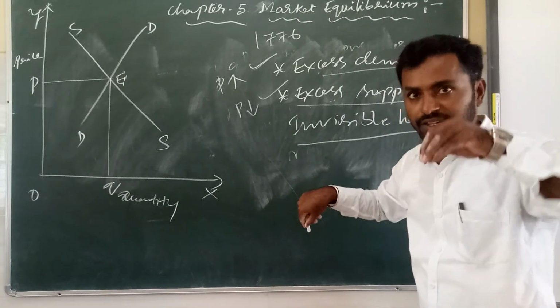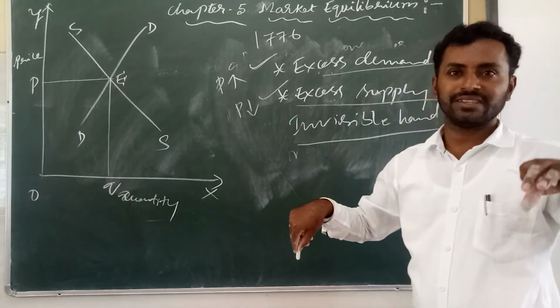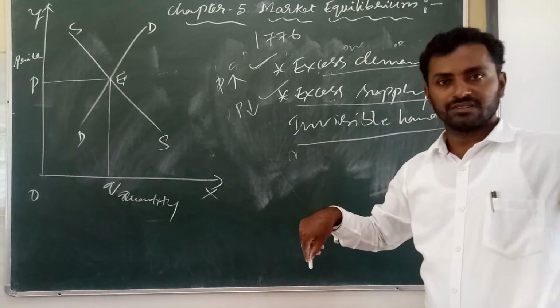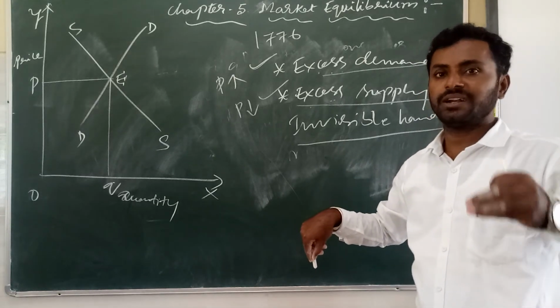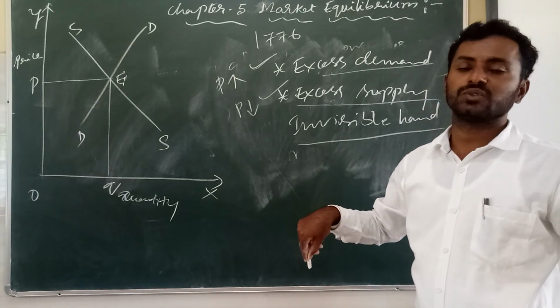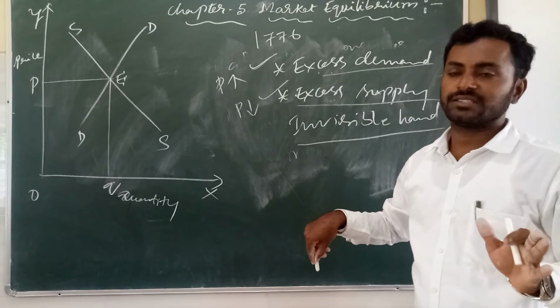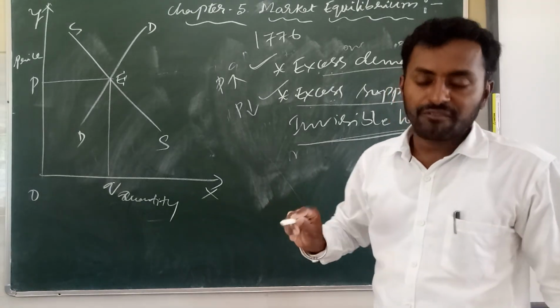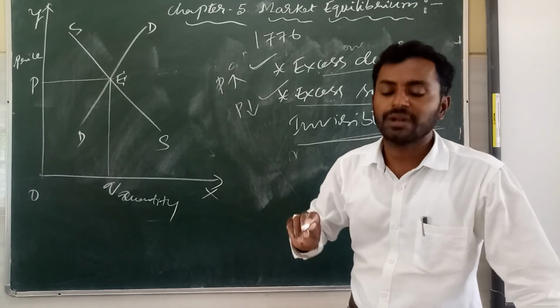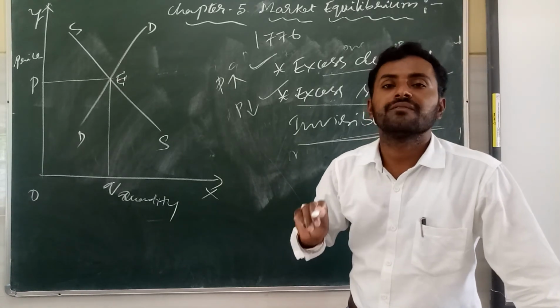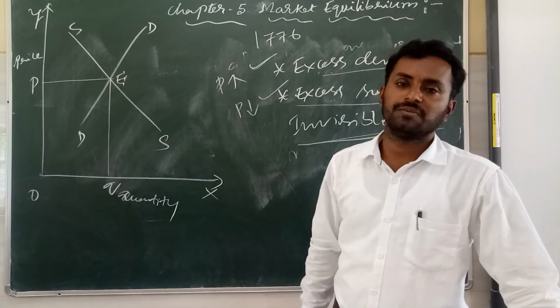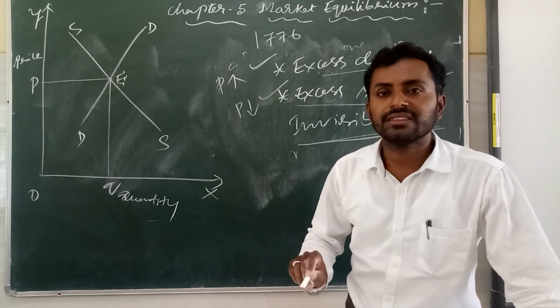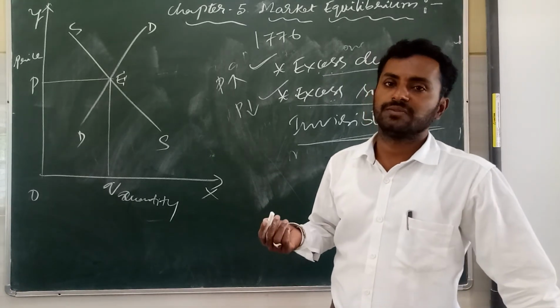So, if any imbalance takes place in the economy, then the invisible hand will come and clear the situation. This is the concept given by Adam Smith. Okay, in the next class we have to discuss the concept of market equilibrium with a fixed number of firms.